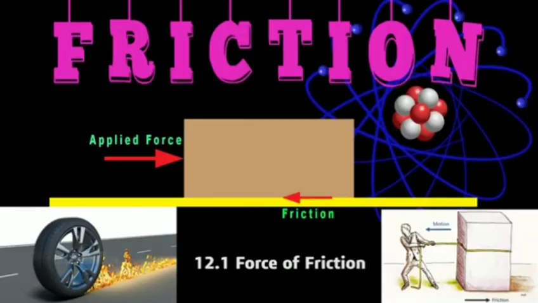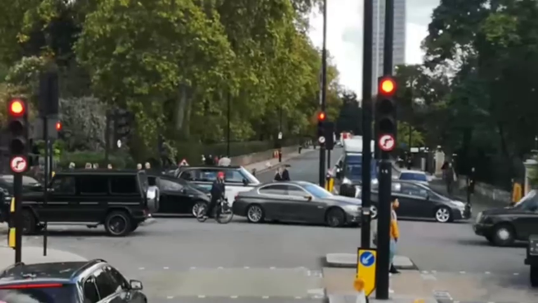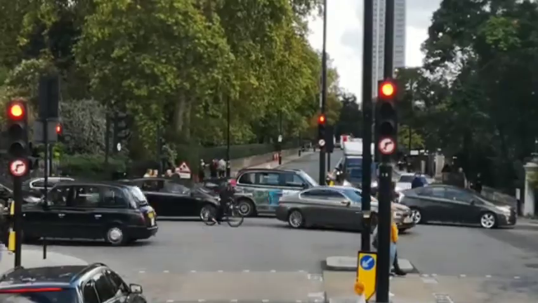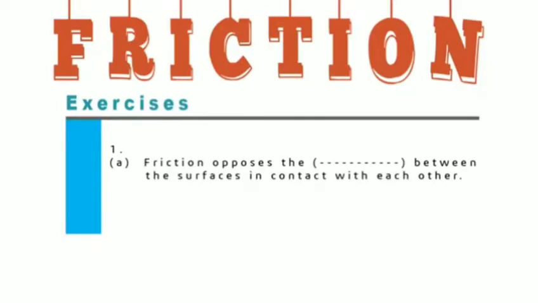of friction. Now you have learned from this activity that friction opposes the relative motion between two surfaces in contact. It acts on both the surfaces. Now, as per your exercise, you are now able to fill in the blank A. Friction opposes the dash between the surfaces in contact with each other.